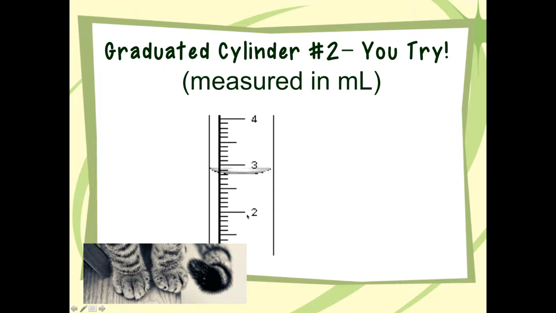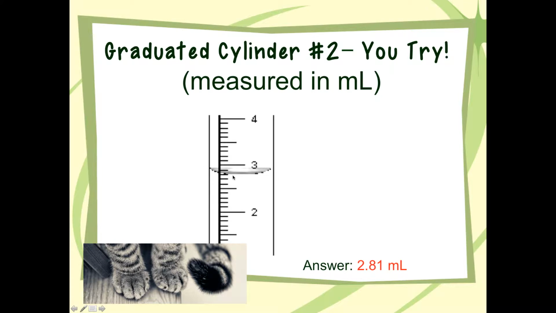Okay, welcome back. Let's see if we agree with you. Here's 2.0 and here's 3.0. So that means that this is going up by 0.1, 0.2, 0.3, 0.4, 0.5, 0.6, 0.7, 0.8. And it looks like it's maybe right on the 2.8 or maybe a little bit past. So I said 2.81. If you said 2.80, that's okay. Remember, we go to the bottom of that curved meniscus. So that's why it's not way up here.